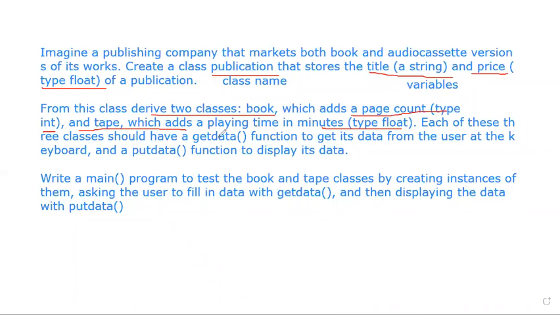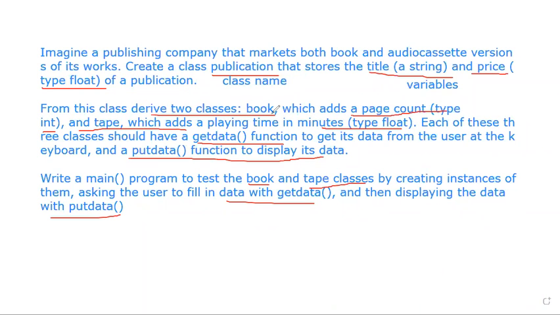Then each of these three classes should have a get data function, which gets data from the user through the keyboard, and a put data function to display the data. Now write a program to test the book and tape classes by creating instances of them, asking the user to fill in data with get data and then displaying that with put data. So you see, the first problem here is that there is a lot of information.